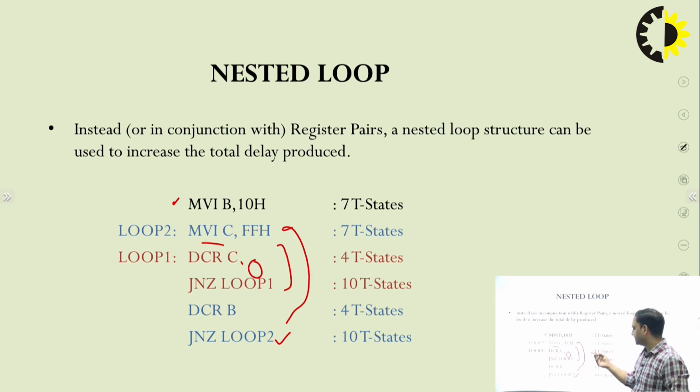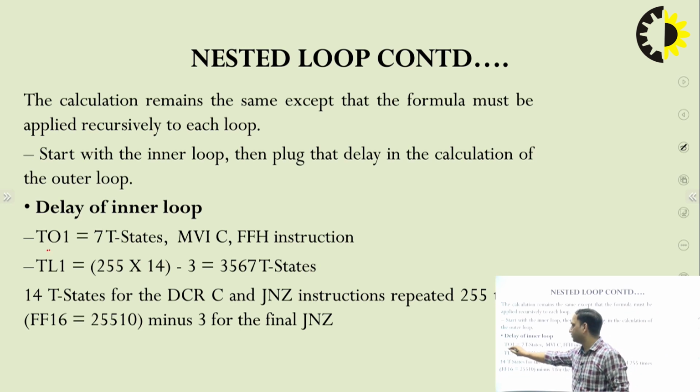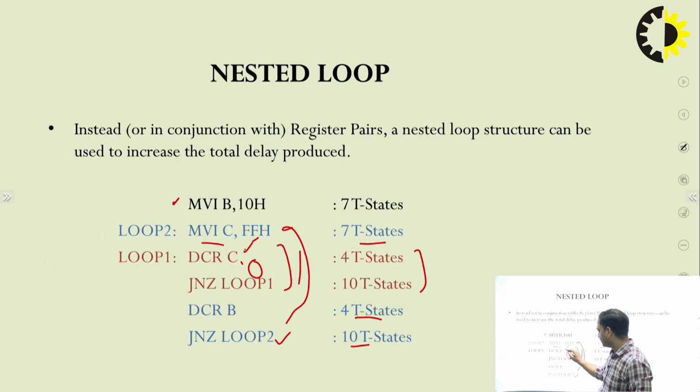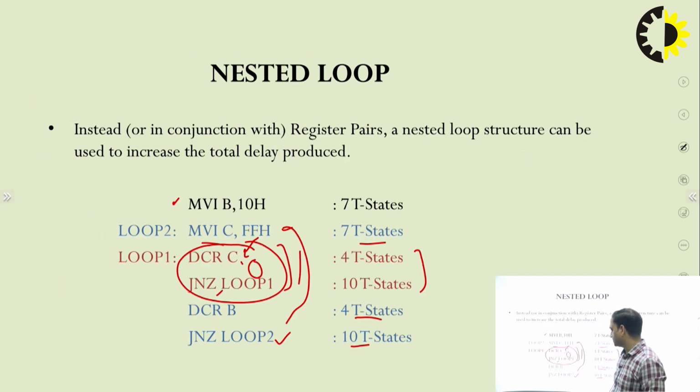Just try this, it is again very easy. The inner loop will contain 14 T states, the outer loop will contain 7 T states, 4 T states and 10 T states. Then apply the same formula. The delay of the outer loop TO1 is 7 T states, which is for the MVI C, and TL1, the inner loop, has FF for the C. This is the same example which we have just discussed, the first case, the single register case. This value is 14 T states into 255 minus 3. This is the jump instruction, so we have to do minus 3.